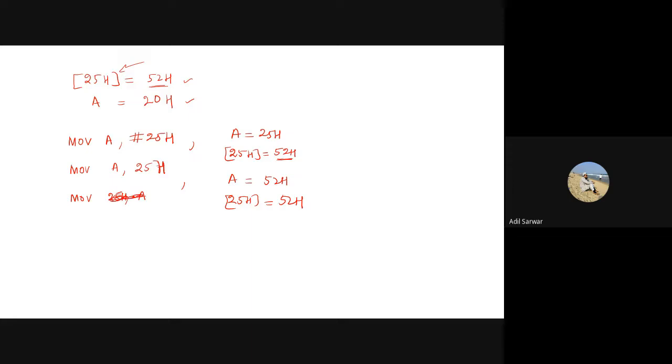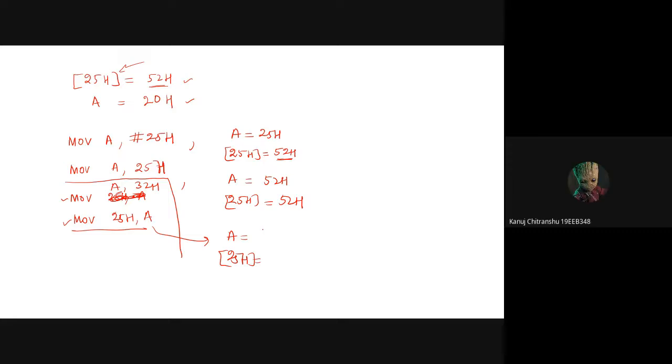Let me first write one more instruction, move A comma 32h. Then I write move 25h comma A. So tell me, after these two instructions, what is A and what is there in 25h? A is 32h. And what about 25h? What will be there in this memory location? 32h. It's simple. Okay, is it simple? Fine.